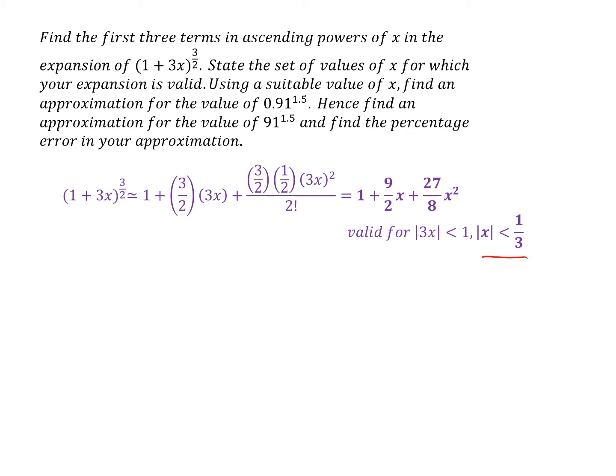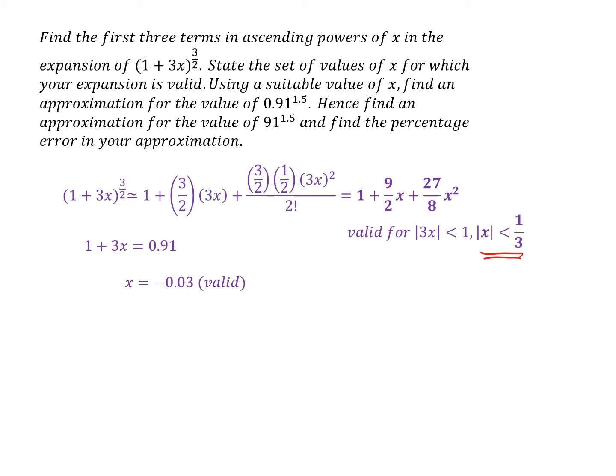Now we've got to find a suitable value of x to find an approximation for 0.91 to the power 1.5, or 3 over 2. So 0.91, that means that we've got to make 1 plus 3x equal to 0.91. And that means that x has got to be minus 0.03, which is a valid value because the modulus of that is less than a third.